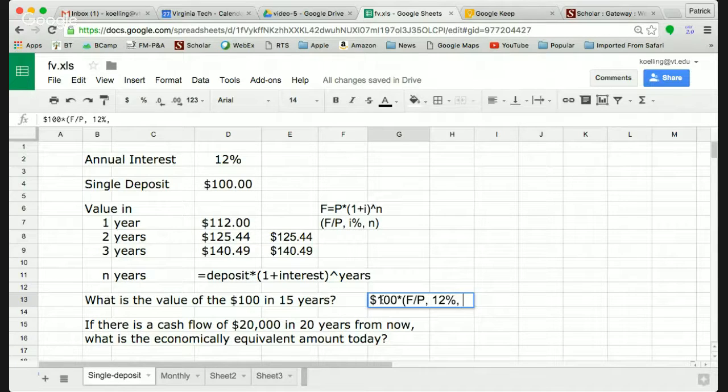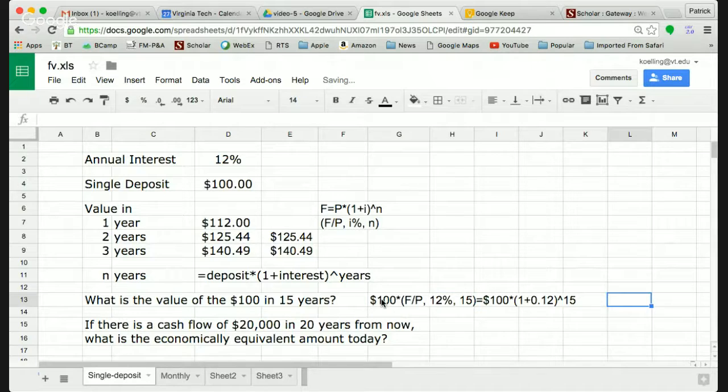12%, 15 years. That's the notation we would see in the textbook. This is going to be, we could look up F given P, 12%, 15 years, in the appendix, the discrete compounding tables in the back of the textbook. I won't do that right now. But this is equal to $100 times 1 plus I, 1 plus 0.12 to the 15th power. That will give us the same answer.